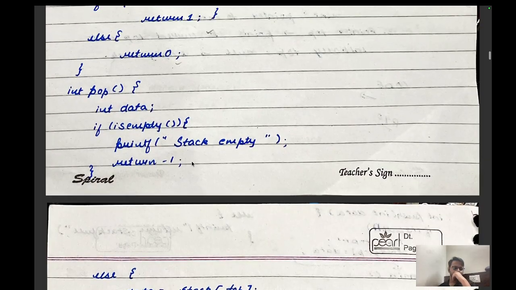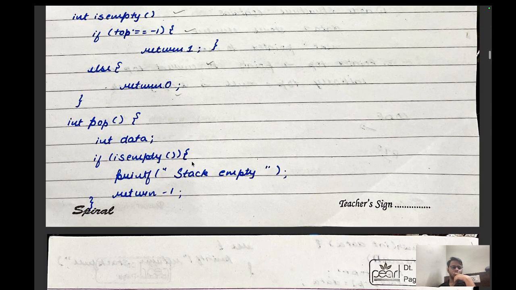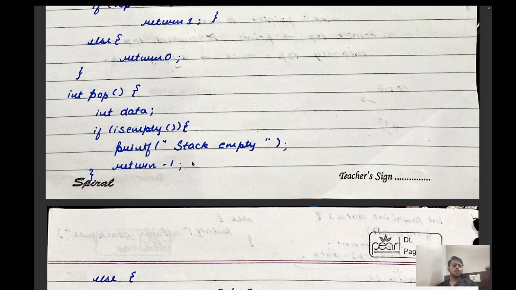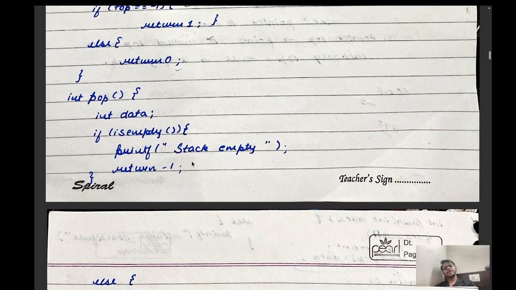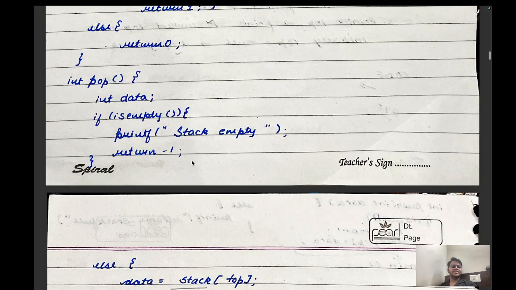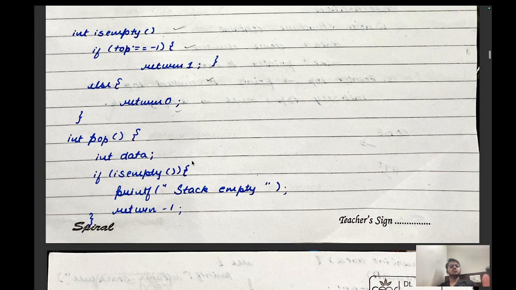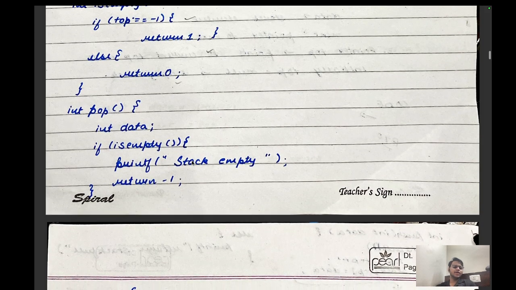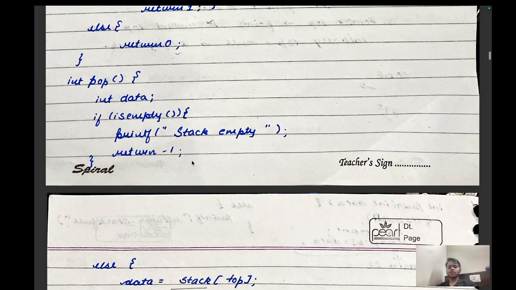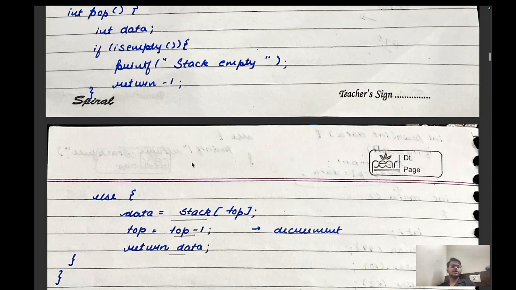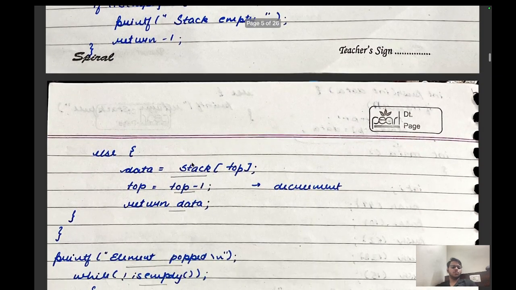Now in pop. What the pop operation does is remove the element from the stack. So first we are checking whether the stack is empty or not. We have made one condition, if isEmpty, calling the isEmpty function, which you already know what it does. If the stack is empty, then it would print that the stack is empty and return minus one. And if the stack is not empty, then you can perform a pop operation.